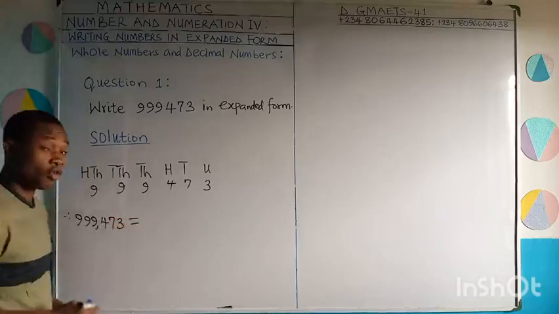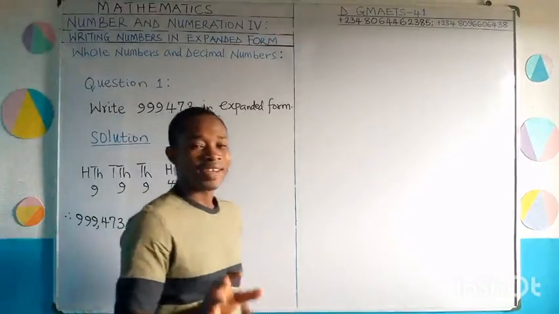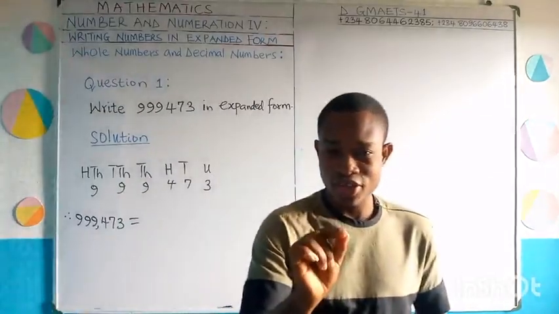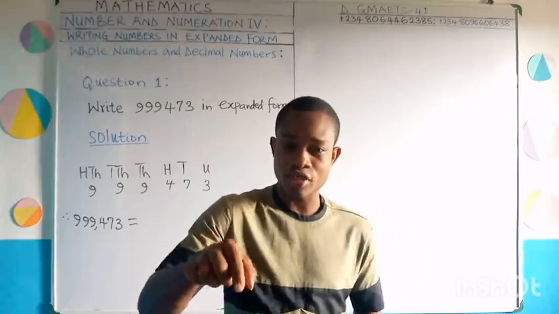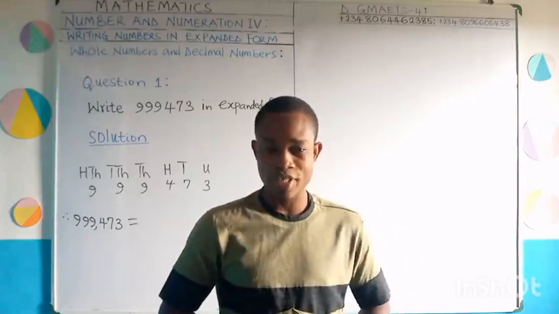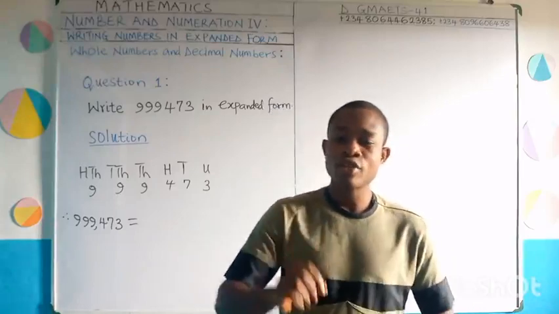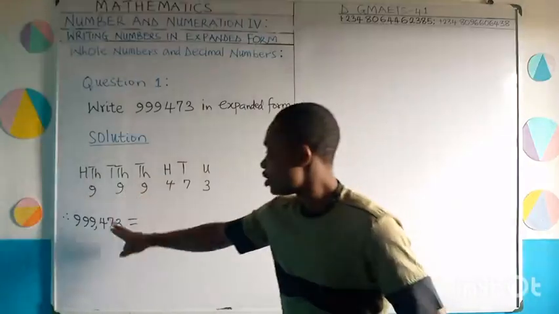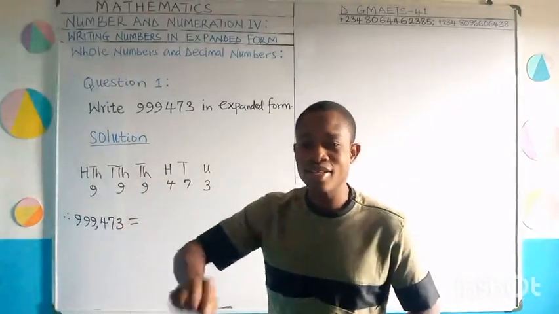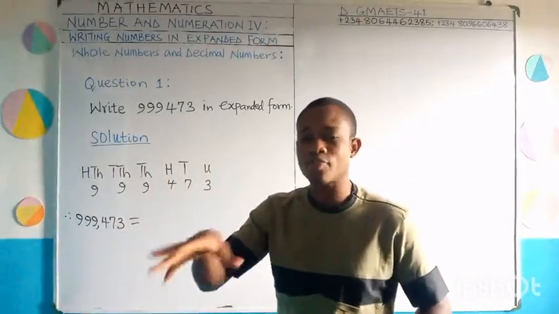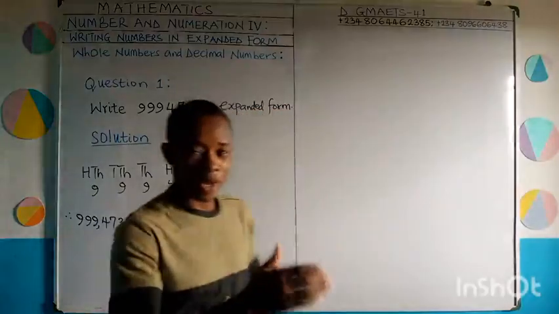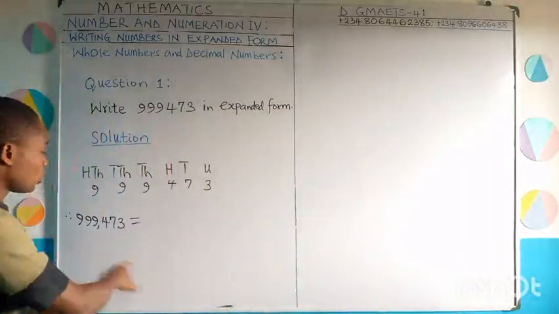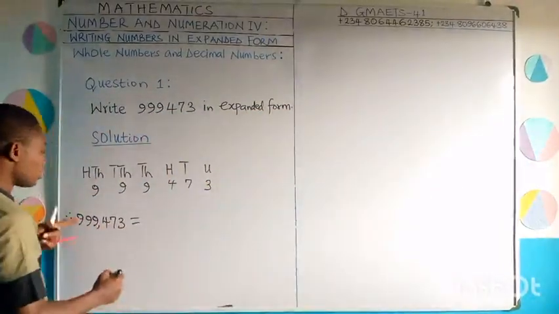Therefore, 999,473 in expanded form will now be, how do we go about it? Take note of this. This is where values of the digits will now come into application. We are going to use each digit here to multiply the standard value of its place value. Then we put plus for the second one, plus for the next one, till we get to the last digit. Are you there? So we start with this 9.